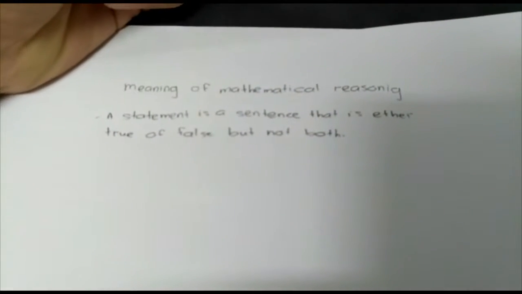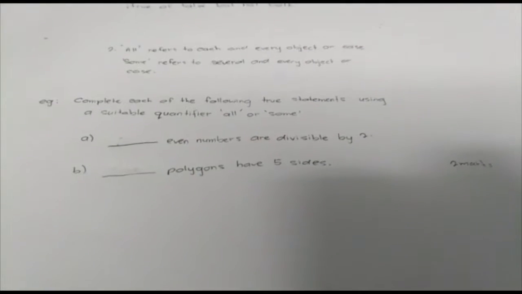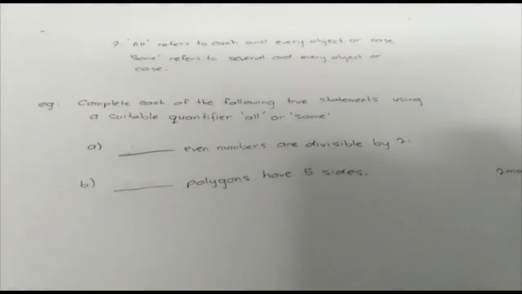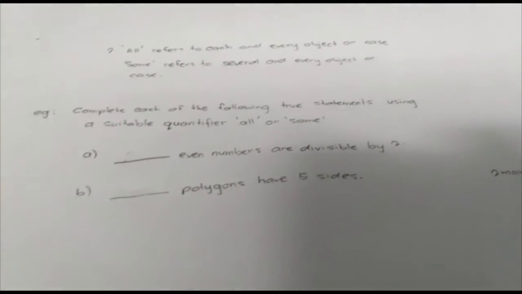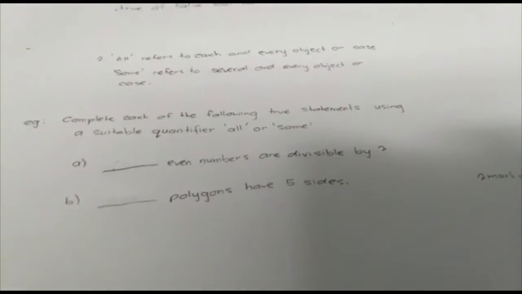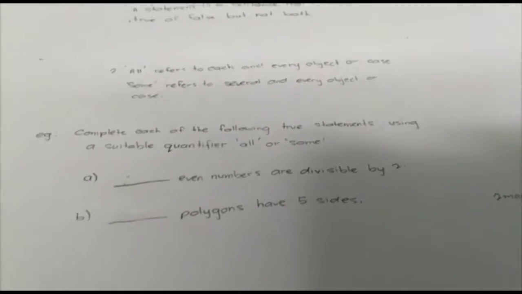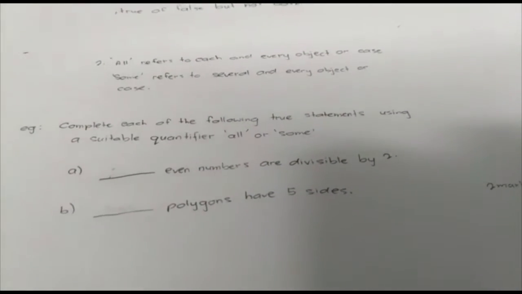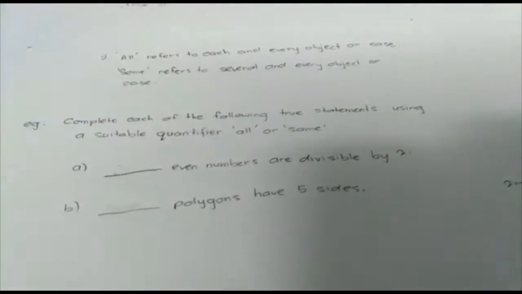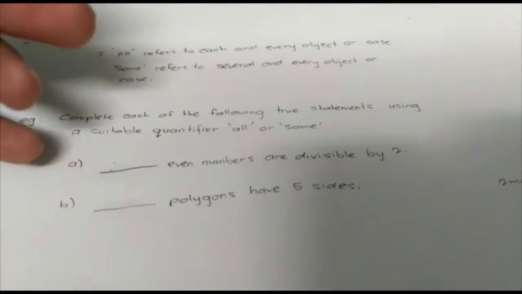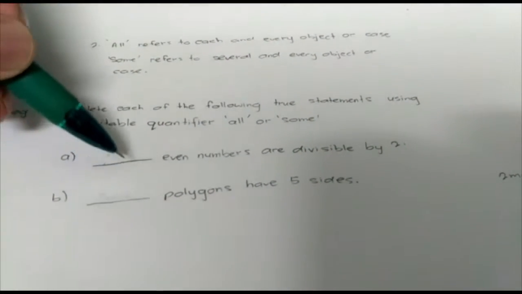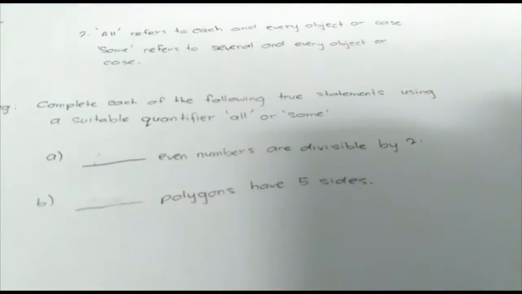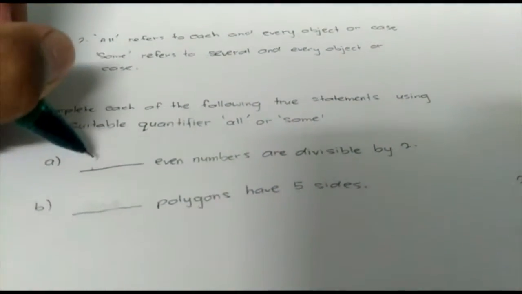Okay, this is a question that I want to give all of you to answer. It's a simple question that mostly comes out during examinations. The question is: complete each of the following true statements using a suitable quantifier, all or some. First, look at the questions. You have a blank space, even numbers are divisible by 2. Of course, the answer is all.